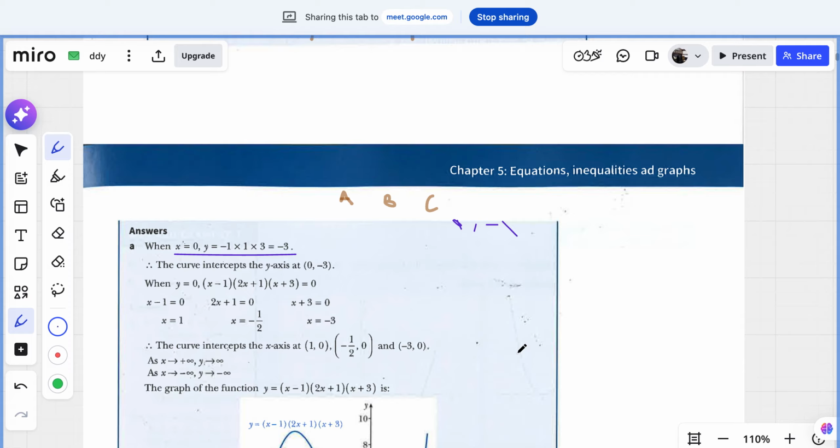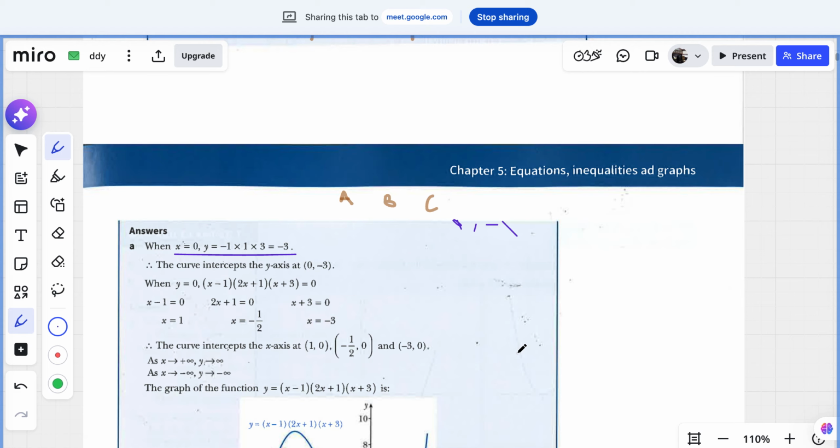There are other points you're going to choose. X is 0, and you're going to choose different values from what is given to you in the equation. X is 3 probably.